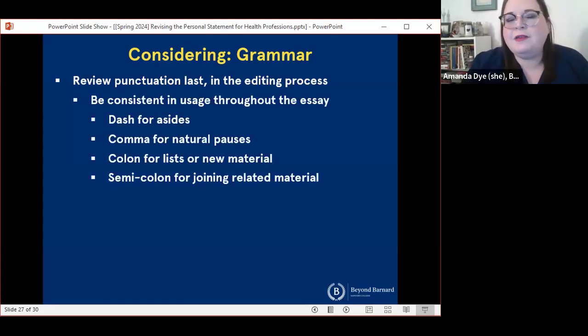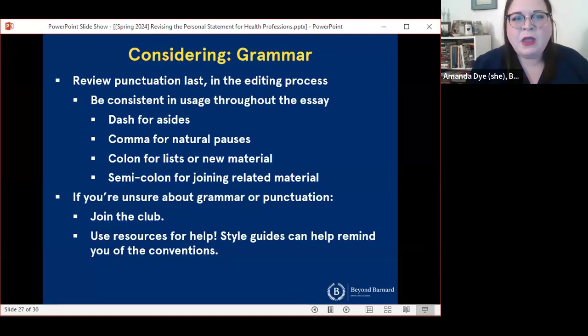I think that it's important just to be consistent in usage throughout the essay. So I typically use a dash for asides from a sentence, a comma for a natural pause, a colon for lists or a new clause, and then a semicolon for joining related material. But there are lots and lots of style guides out there online that you can use if you feel a little bit shaky.